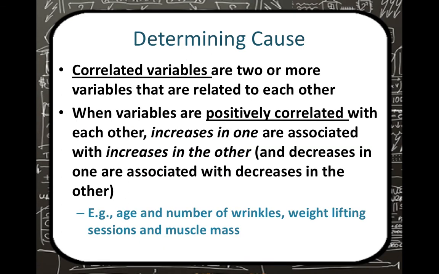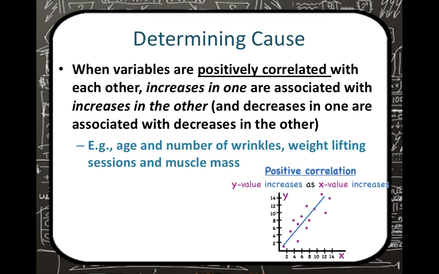Now, something that's related to, but isn't the same as determining cause, is this idea of correlation or correlated variables. Okay. So correlated variables are two or more variables that are related to each other. When variables are positively correlated with each other, that means that as one increases, the other also increases. And I think I have this on 2 slides here. So correlated means they're related.